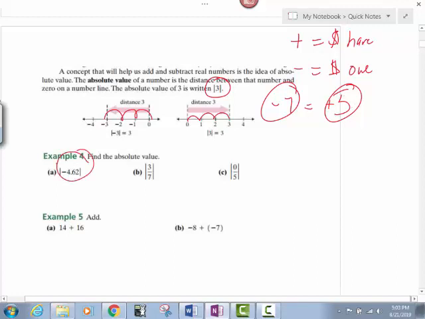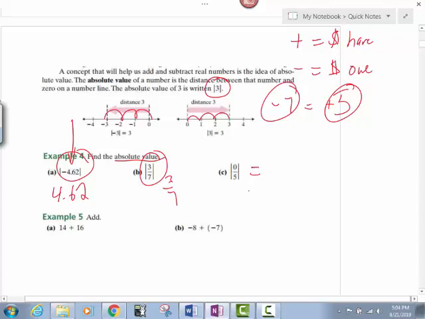So when I look at this problem here, this is the absolute value of negative 4.62. So the fact that that number is negative tells me that I owe $4.62. Because it's asking me to find the absolute value, I'm not so concerned about whether I have it or whether I owe it. I just want to know how much. Well, the amount is $4.62. Okay. Same thing in this problem. 3/7. I have 3/7 of a dollar. Okay. How much do I have? 3/7. Okay.